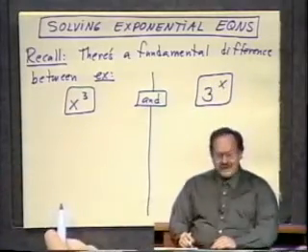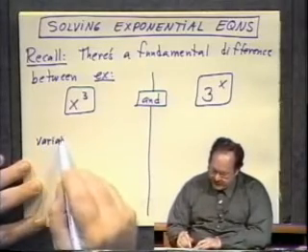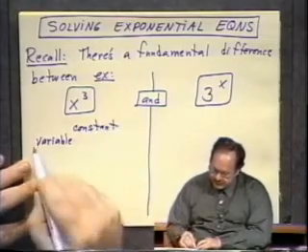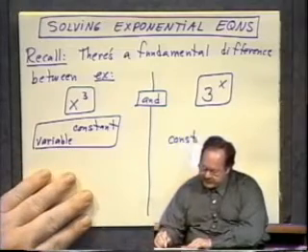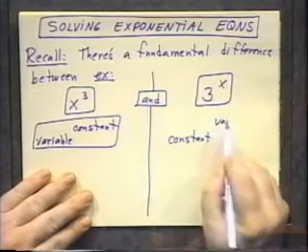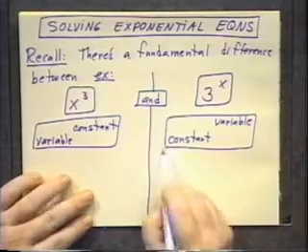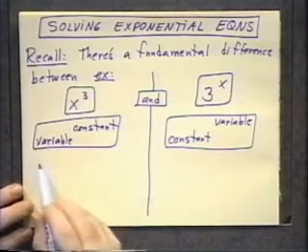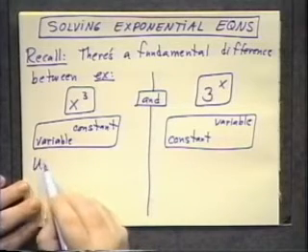Well, the first obvious difference is that over here we have a situation where we have a variable to a constant power, and exactly the opposite here, we have a constant to a variable power. Okay, well, those are the obvious differences. The important thing for us in solving equations is going to be to undo these various functions.